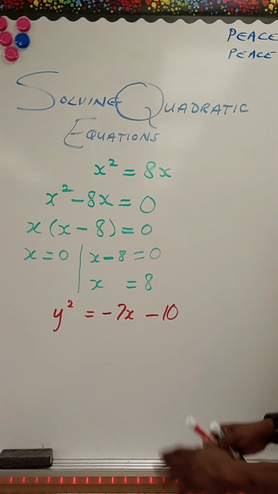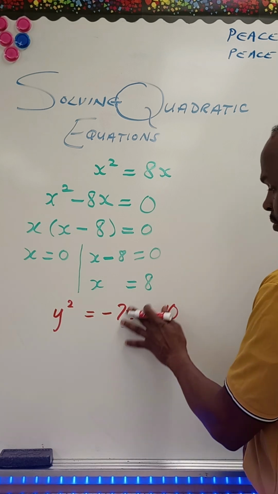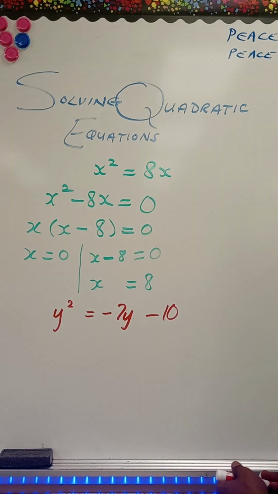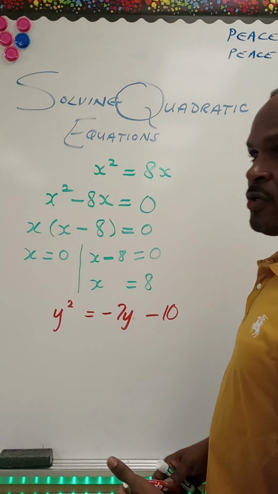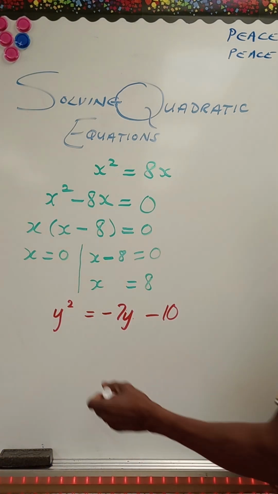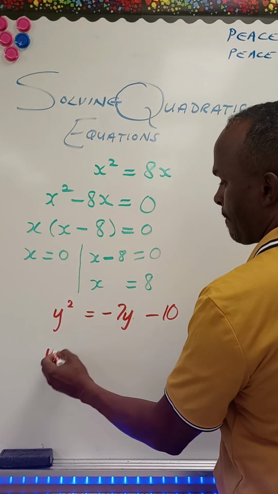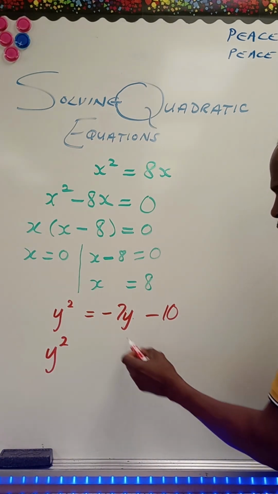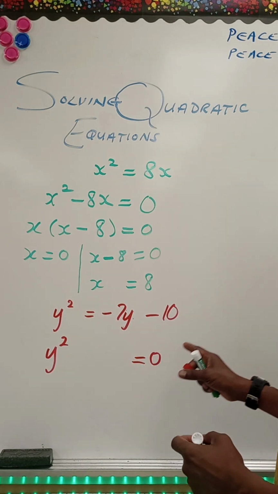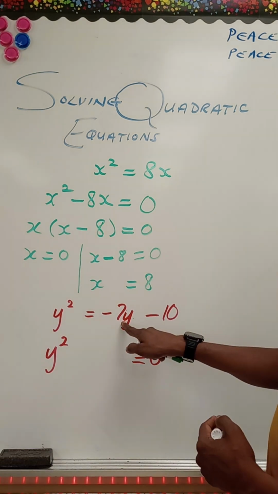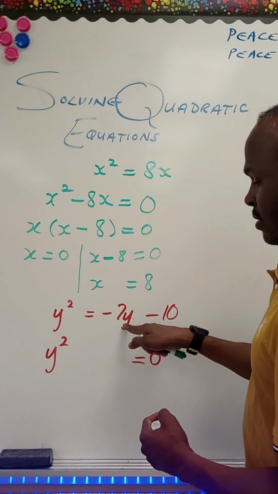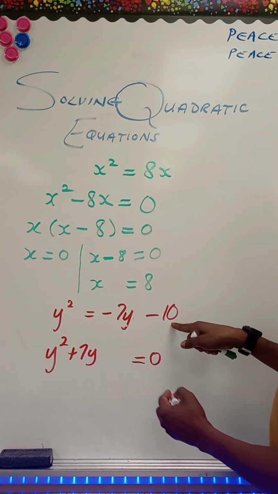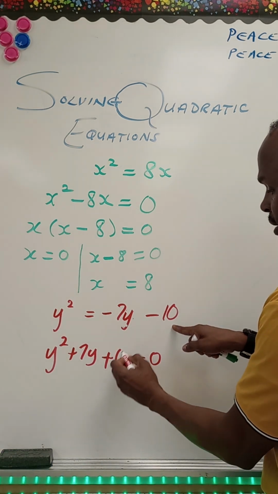Let's go on to the next one now. This should be, my bad, this should be y. This is not in standard form, so we've got to set it up in standard form. We're going to write back our y squared, put back our 0, and transpose these two terms that are on the right hand side. We transpose negative 7y from right to left, it becomes positive 7y, and we transpose negative 10 from right to left, it becomes positive 10.